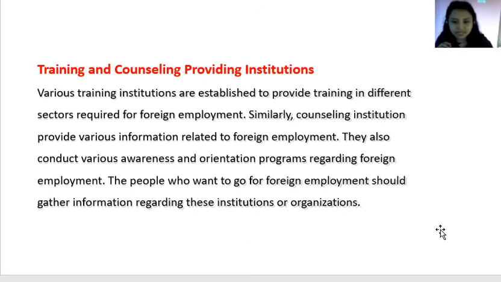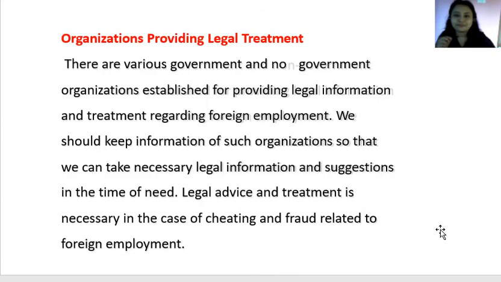They also conduct various awareness and orientation programs regarding foreign employment. Most of the counseling institutions will provide information about the risks involved and the opportunities itself. Without opportunities, there are no risks involved, and without risks, there are no opportunities either. Both are very consequent; they go parallel to each other. Whenever there is a risk, there is an opportunity also. So you need to know whether you can balance the risks and go for the opportunities or not.